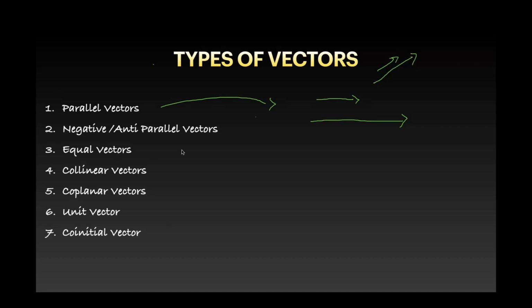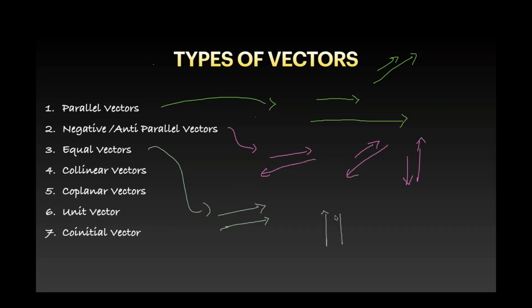Now, what are anti-parallel vectors? Anti-parallel, or negative vector, means in the opposite direction. This is anti-parallel. This is anti-parallel. What are equal vectors? Equal vectors are those vectors which have the same magnitude and the same direction. These two are equal vectors. These two are equal vectors.